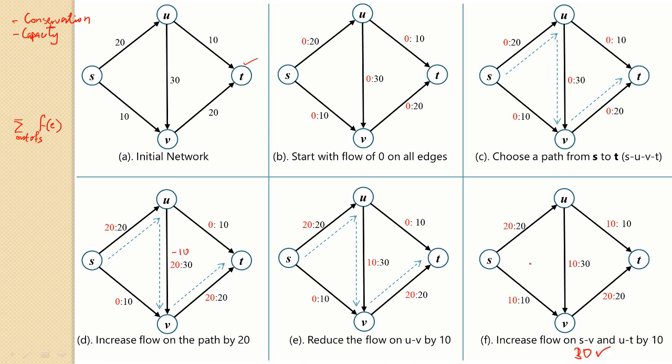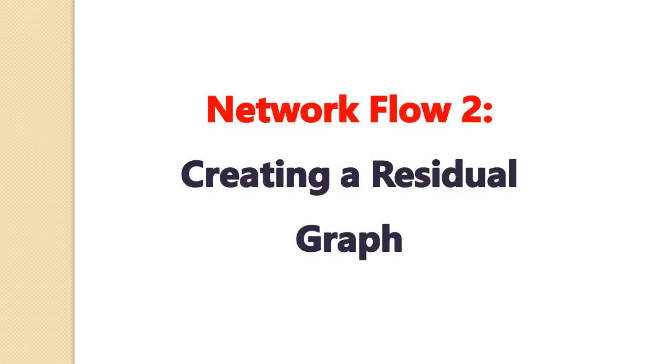So this is basically the intuitive way of solving the max flow problem. Now we are going to look at the algorithm to solve this problem, and that is the Ford-Fulkerson algorithm. But before you are going to understand the Ford-Fulkerson algorithm, we need to understand how to create a residual graph given a flow network.